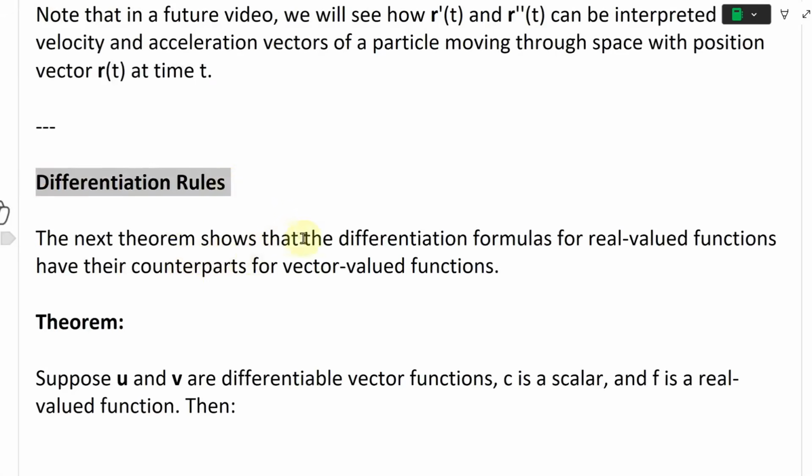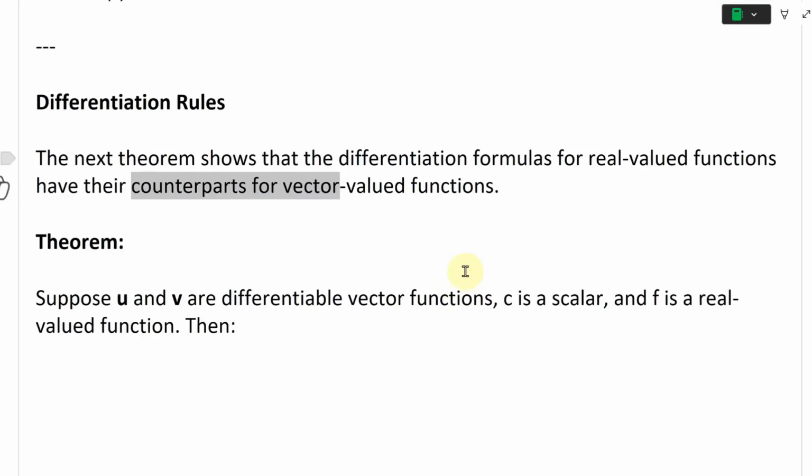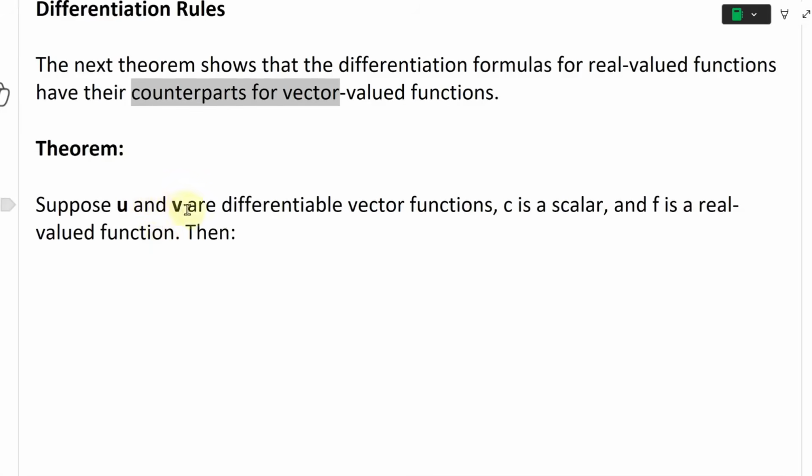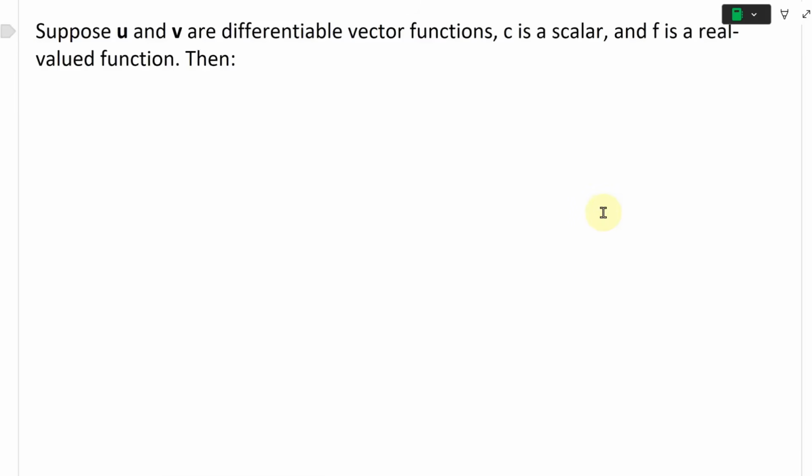The next theorem shows that the differentiation rules for real valued functions have their counterparts for vector valued functions. So here's a theorem. Suppose u and v are differentiable vector functions, c is a scalar, and f is a real valued function. Then, I'm going to list them all here, and I'll also show a screenshot of my calculus book for more concise typing. The first property, or differentiation rule, is just regular addition or subtraction.